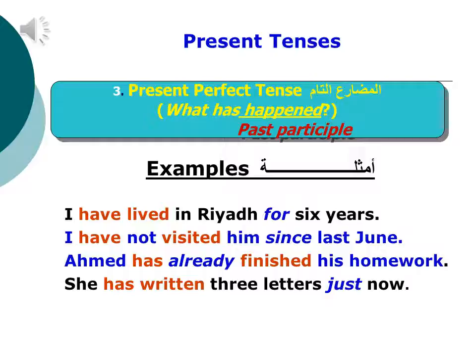The next example, I have not visited him since last June. And the next, Ahmed has already finished his homework. To make it a question, has Ahmed already finished his homework? And to make it possibly negative, Ahmed hasn't finished his homework yet. And the last example, she has written 3 letters just now.